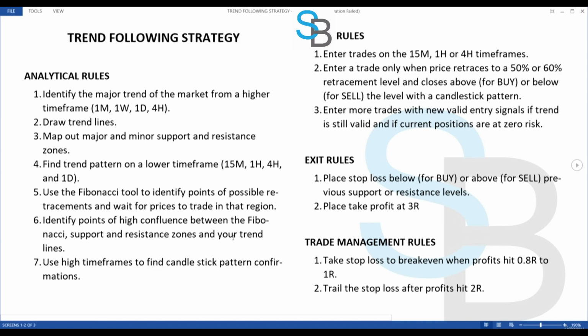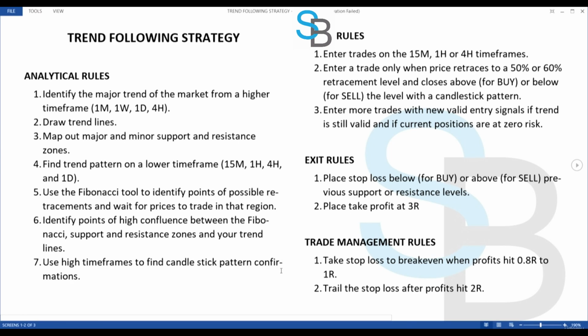And then you see that it tends to have support on your trend line, or on a moving average, like the 50 simple moving average or 21. But in this case, I don't use the moving average. If you want to use it, it's fine, but in this case I just use the trend line. And then you have to use higher time frames to find candlestick pattern confirmations.